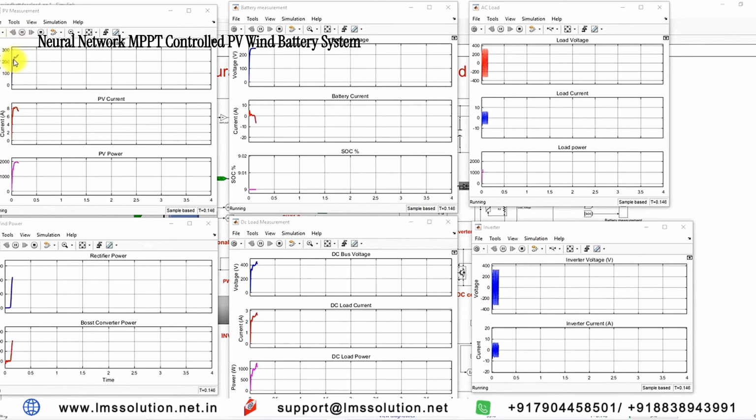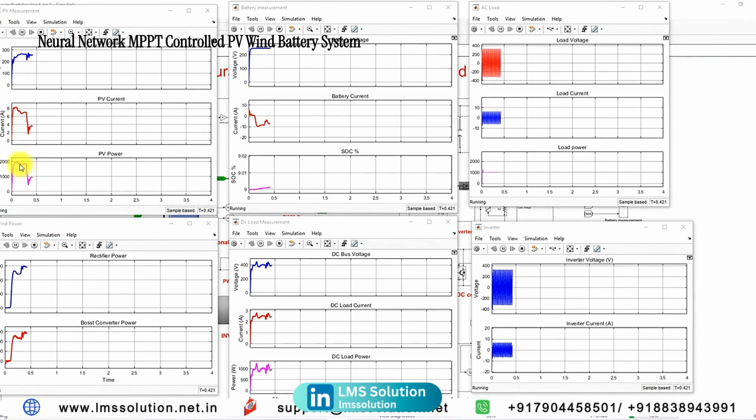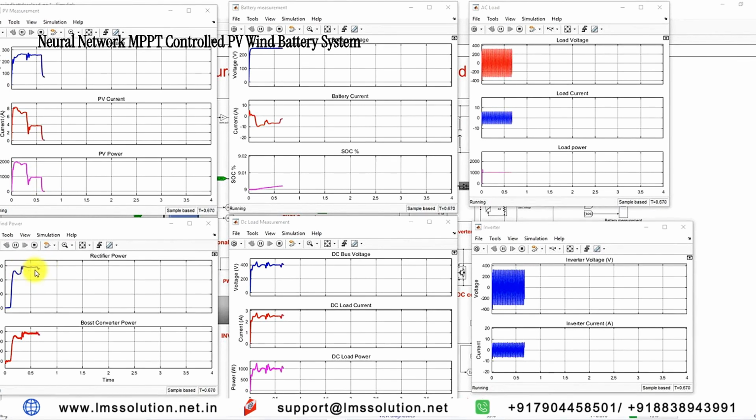Here you can see that we are getting a PV voltage of around 250 volts and a current of around 7 amps. For 1000 watts per meter square you are getting around 1950 watts. For 500 watts per meter square you are getting power of around 990 watts. And then here you can see the rectifier and boost converter power of the wind energy conversion system. Here we are getting almost 2.9 kilowatts.